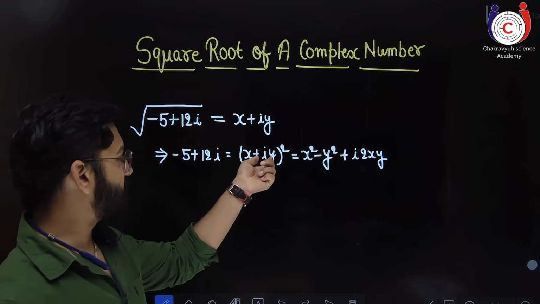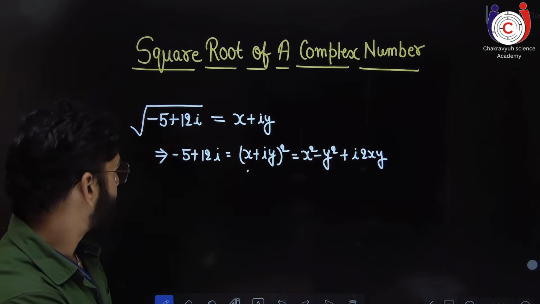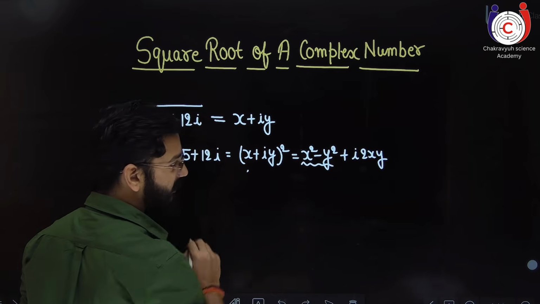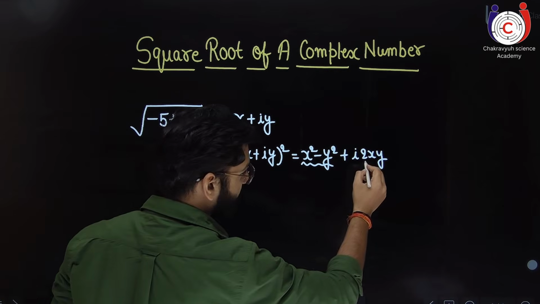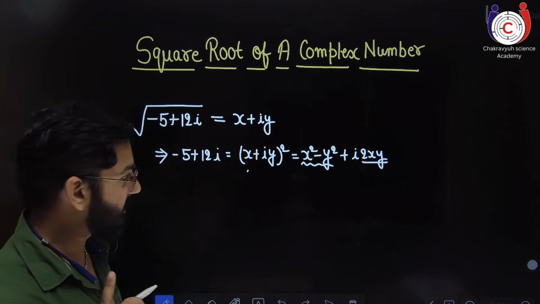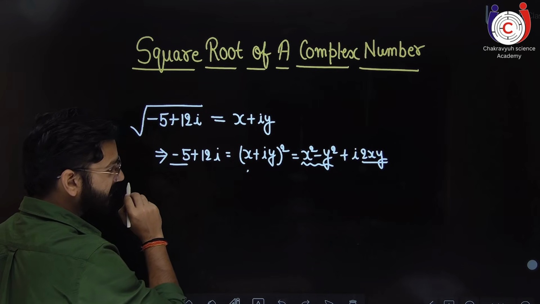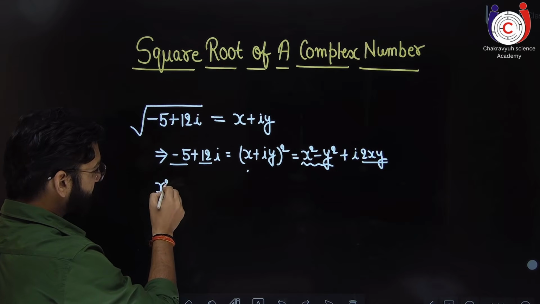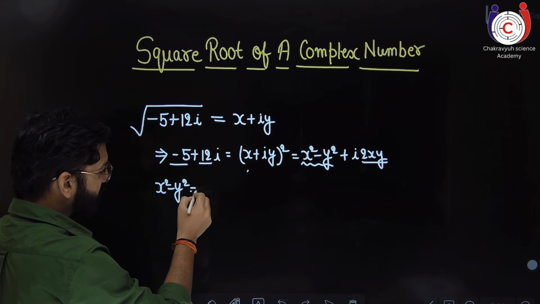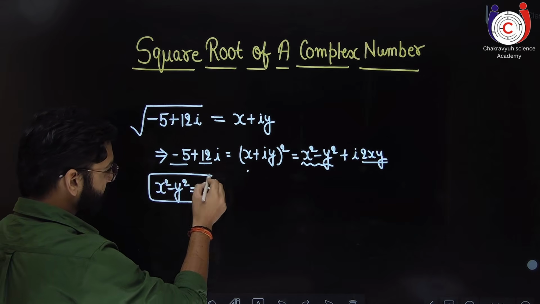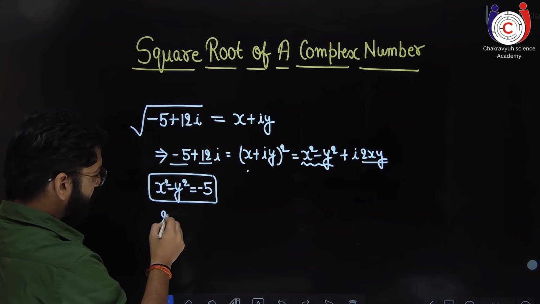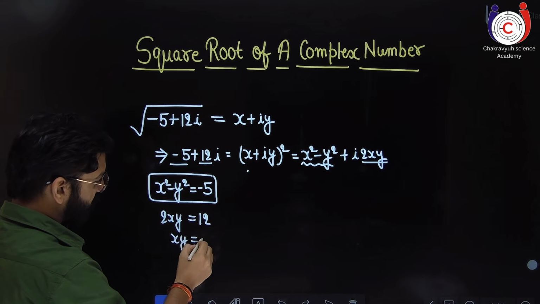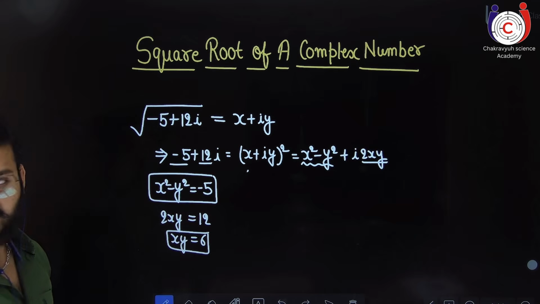So a square plus b square plus 2ab. Now when you compare both the sides, what is the real part in this? x square minus y square. And what is the imaginary part in this? 2xy, correct? Here real part is minus 5 and the imaginary part is 12. So compare both the sides. You can write by comparing, x square minus y square is minus 5 and 2xy is equal to 12. So xy will be equal to 6. These are the two data we got.